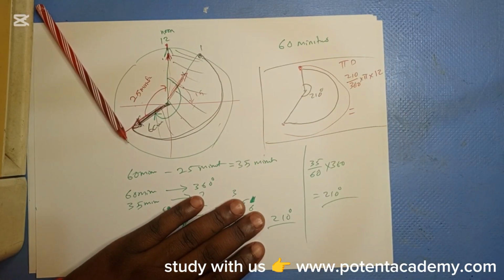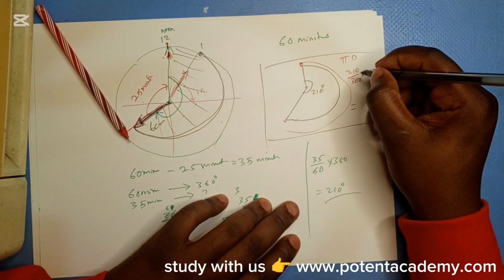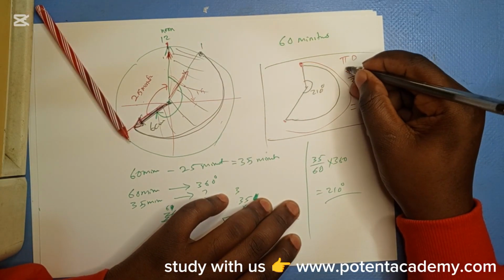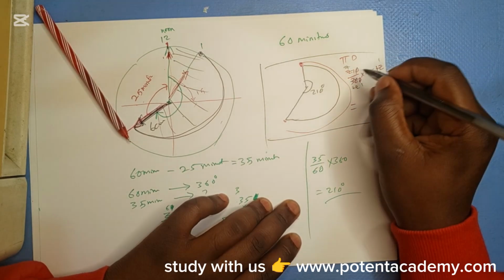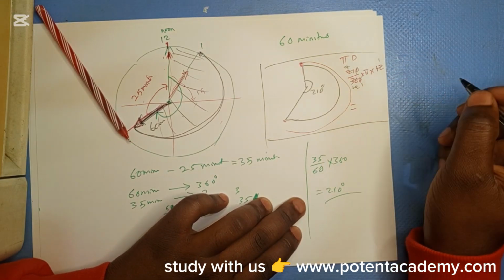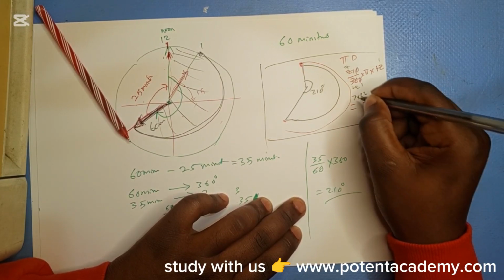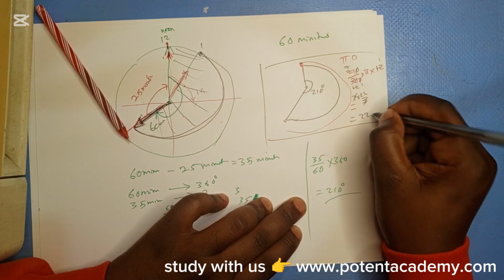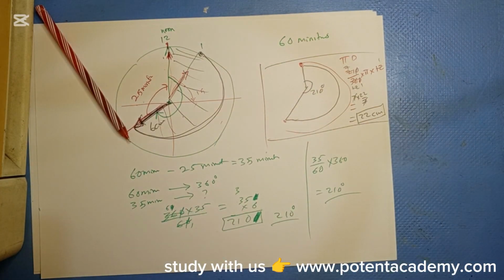Let us do it. Cancelling, 210 over 360 becomes 7 over 12, and times 12 leaves 7 times pi, which is 7 times 22 over 7. So the answer is 22 centimeters, the distance that it has covered. And that is your final answer to this question.